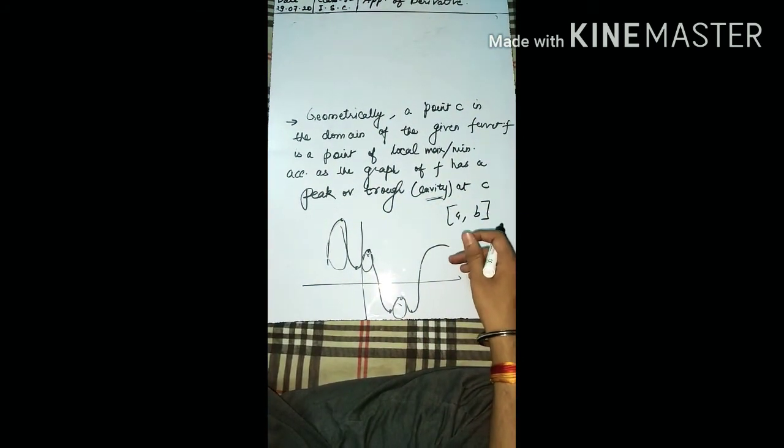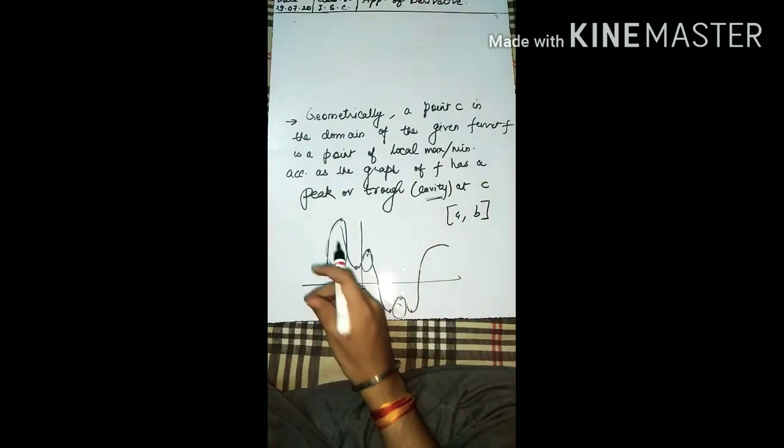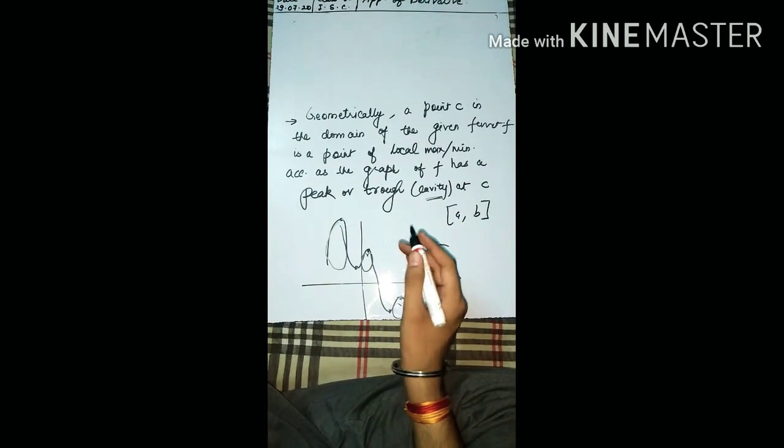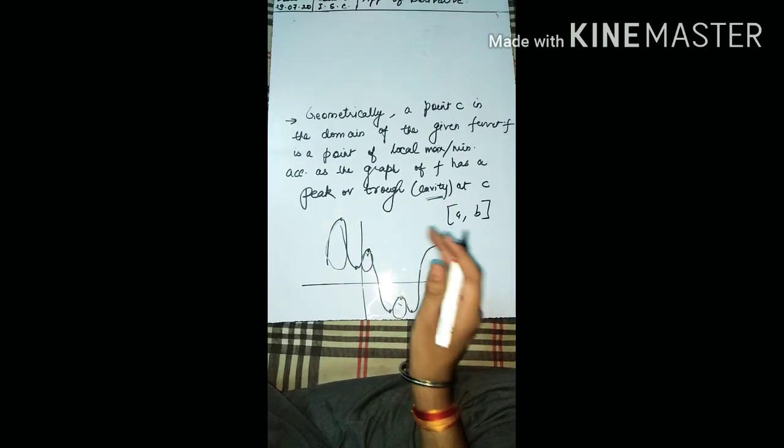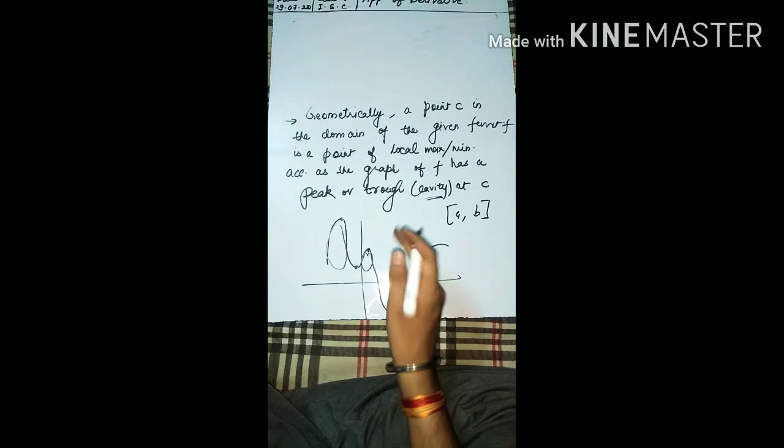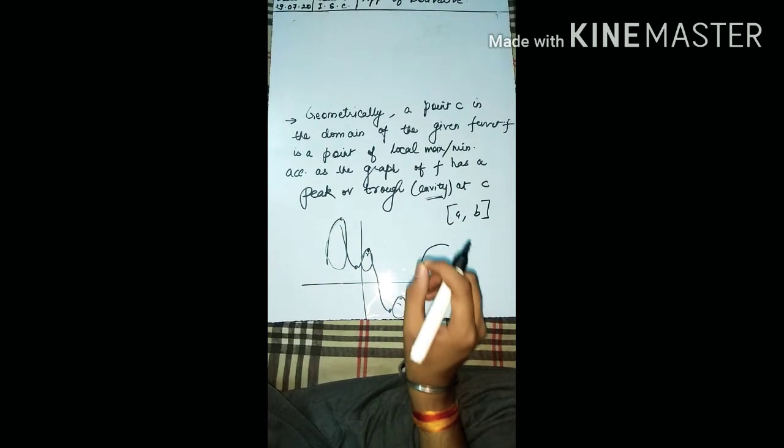And the second point says that a point which is either a point of local maxima or a point of local minima is called an extreme point, and the value of the function at that point is called the extreme value.